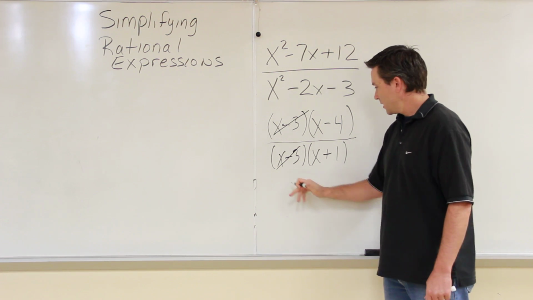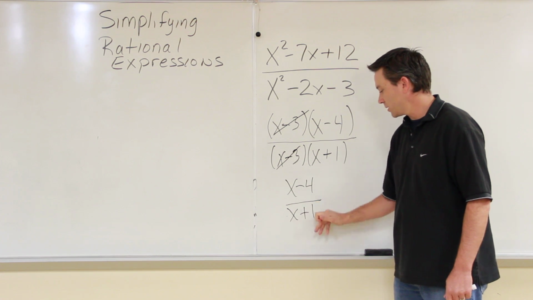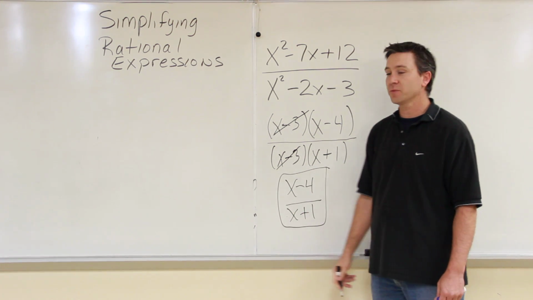The final answer is x minus 4 on top, x plus 1 on the bottom. And that's simplifying rational expressions.